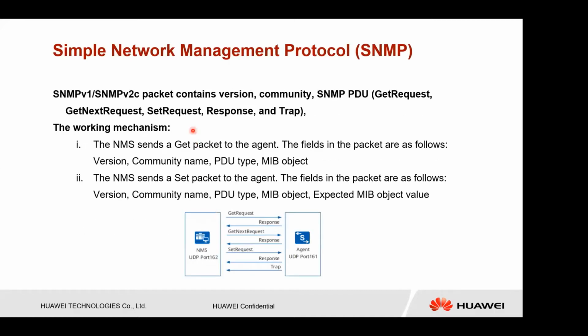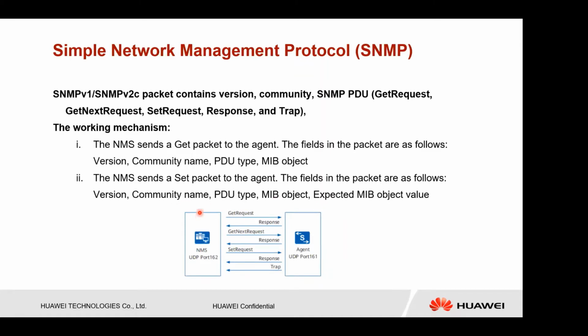So for SNMP, we have SNMP version 1, version 2, and also version 3. For SNMP v1 and v2c, basically the packet contains the version, which is v1 or v2c, and also the community, which has the read and write community, as well as the SNMP PDU, protocol data unit, which consists of get request, get next request, set request, response, and also trap. So below here is the working mechanism of SNMP v1 and v2c.